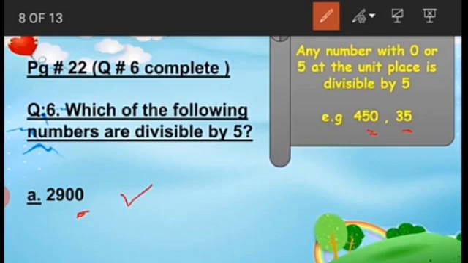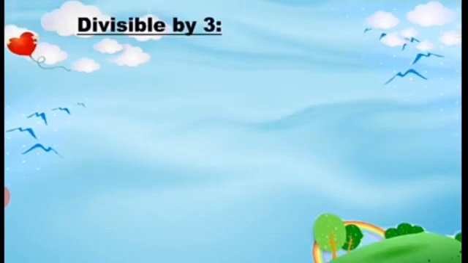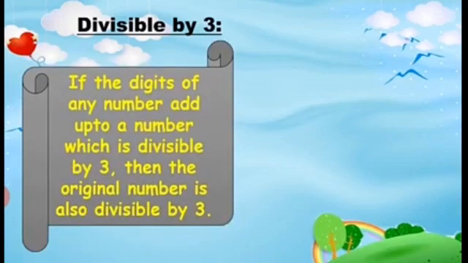We will mark a tick here, and you can also write yes here. Yes, it is divisible by 5. The units place should be 0 or 5. Okay. Now divisible by 3. And the definition is, if the digits of any number add up to a number which is divisible by 3, then the original number is also divisible by 3.